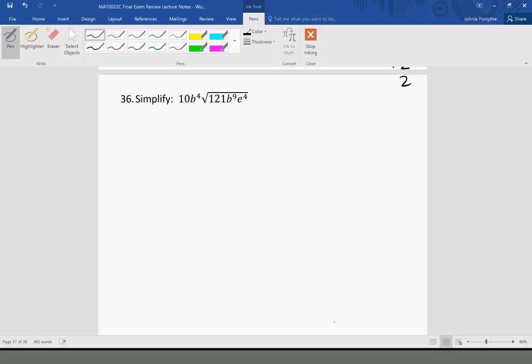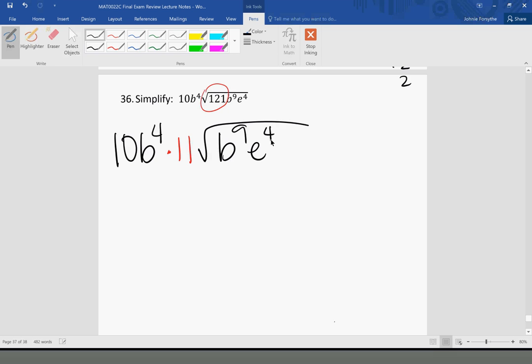So we have 10b to the 4th times the square root of 121 times b to the 9th times e to the 4th. Okay, so 10b to the 4th, that's already going to stay outside the square root. He's just going to hang out there, ready to work. All right, so the square root of 121 equals 11. So we're going to write that on the outside, and then we're going to leave the b to the 9th and e to the 4th to deal with.